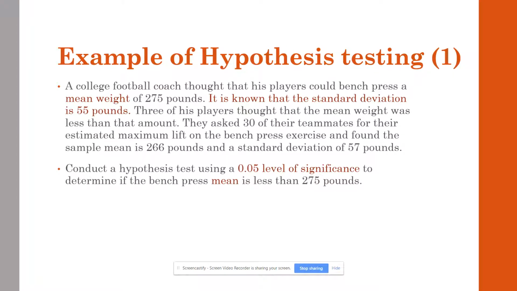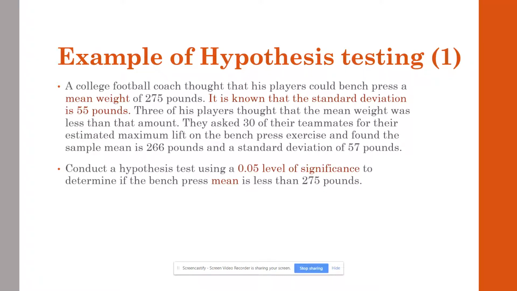A college football coach thought his players could bench press a mean weight of 275 pounds. It is known that the standard deviation is 55. Three of his players thought that the mean weight was less than that amount. They asked 30 of their teammates for the estimated maximum lift on the bench press exercise and found the sample mean to be 266 pounds and a standard deviation of 57 pounds.